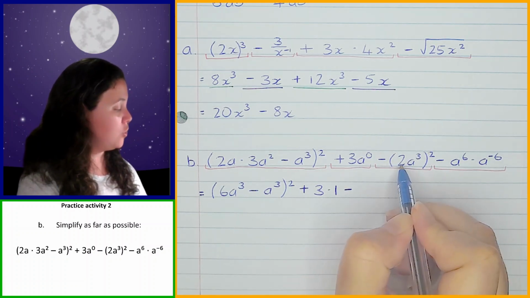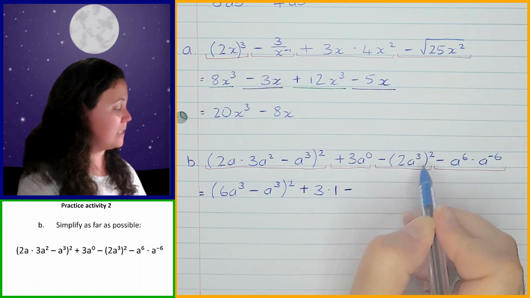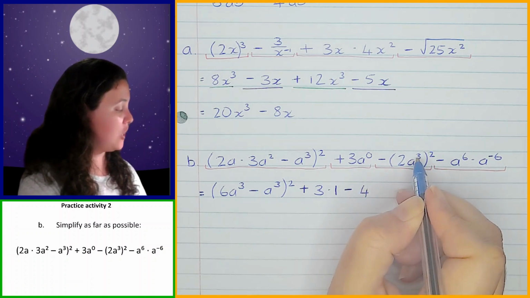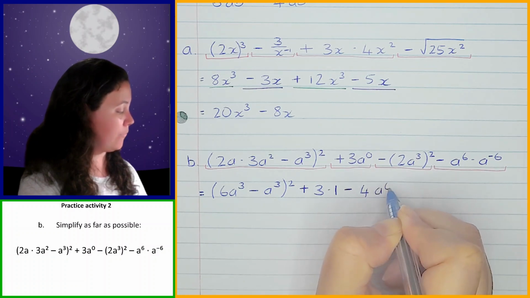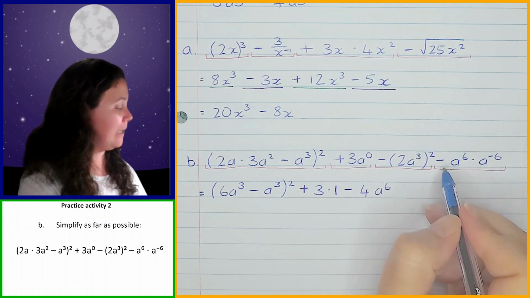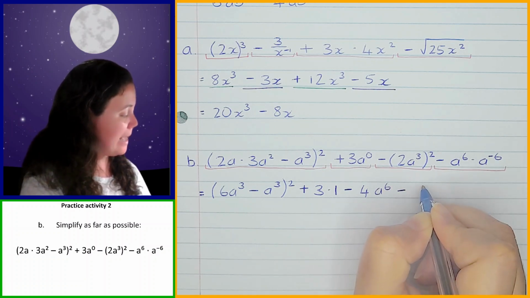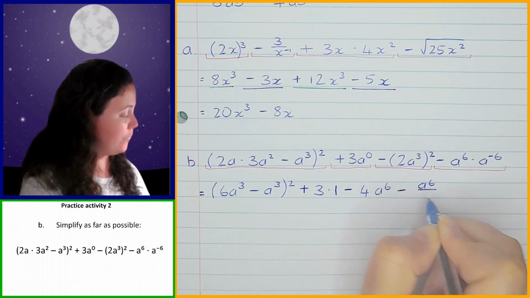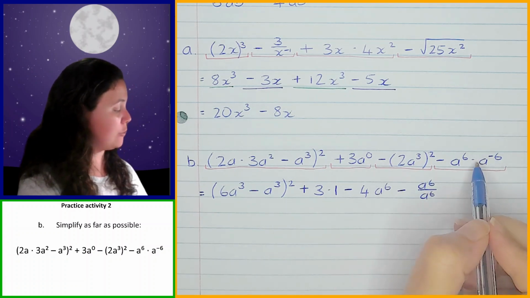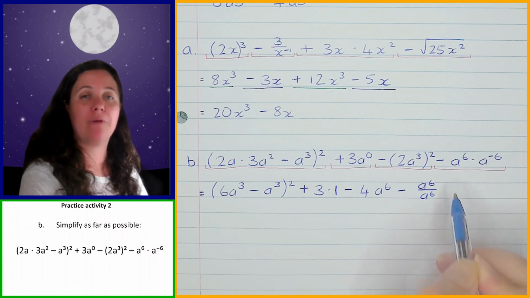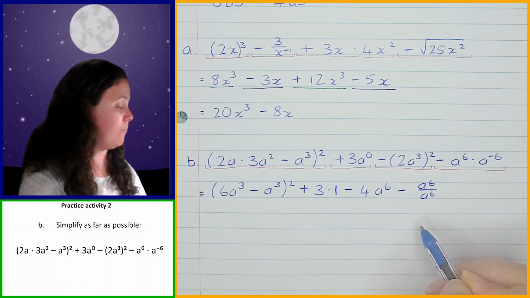Here I've got 2a cubed in brackets squared. So I have 2 squared, which is 4. And then a cubed squared, which is a to the power of 6. And then over here, I'm going to write this as a fraction. So it's minus a to the power of 6 over a to the power of 6, because I'm changing that power with a negative exponent to have a positive exponent. So it's going to the bottom of my fraction.